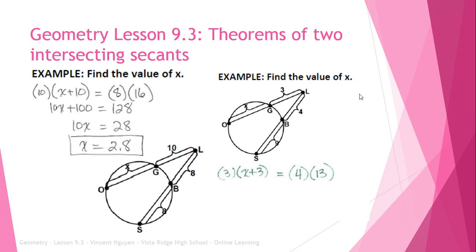Okay, so here's my equation. If I work this out, multiply the 3 through, multiply 4 and 13, subtract the 9, divide by 3. My answer is 14.3 repeating.